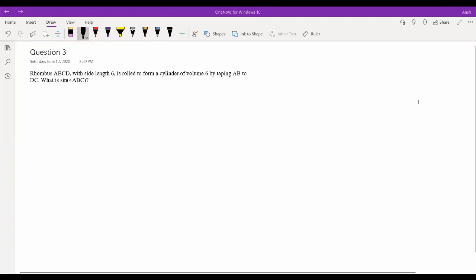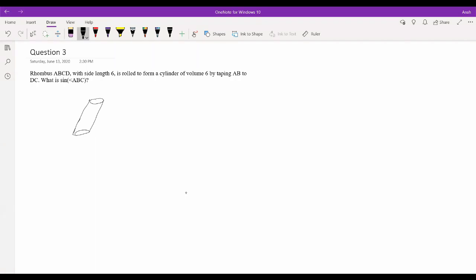So we have our next problem. A rhombus ABCD with side length 6 is rolled to form a cylinder of volume 6 by taping AB to DC. This problem again needs trig, but it's a bit harder because we're imagining this in 3 dimensions. Here we roll up a rhombus to form a cylinder. What this would look like is a slanted cylinder. Think something like the Leaning Tower of Pisa or a piece of penne pasta with a circular base.